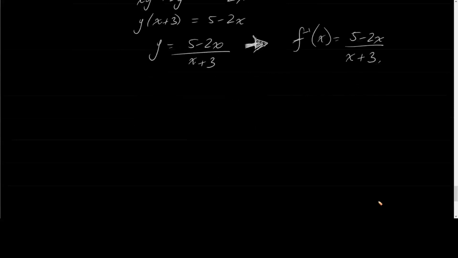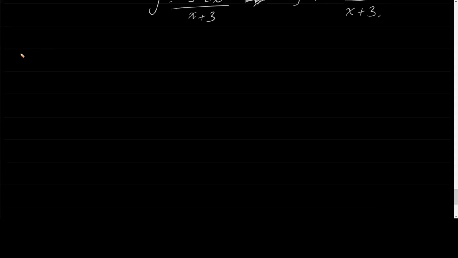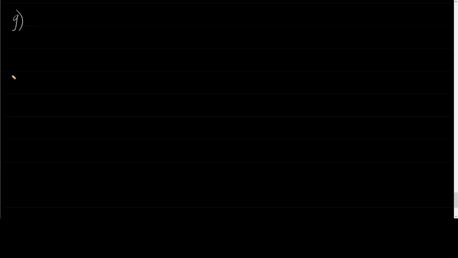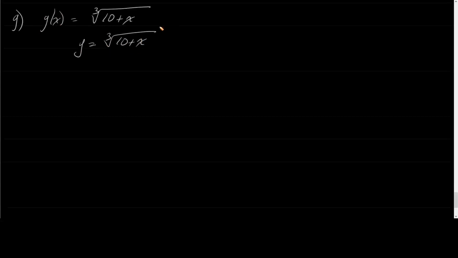Let's do another one. So that was f. Now g. Let's say that we had something like g of x is equal to the cube root of 10 plus x. All right. And we're going to start this the same exact way. We're going to start by rewriting it as y equals the cube root of 10 plus x.